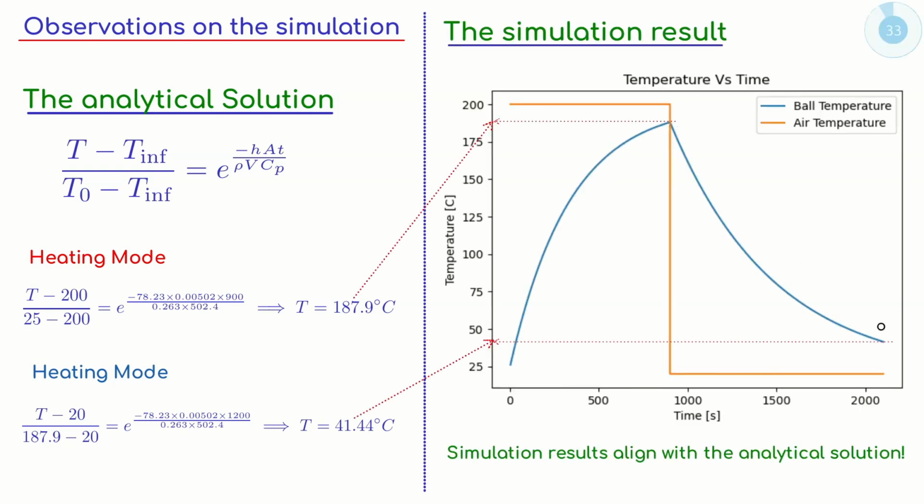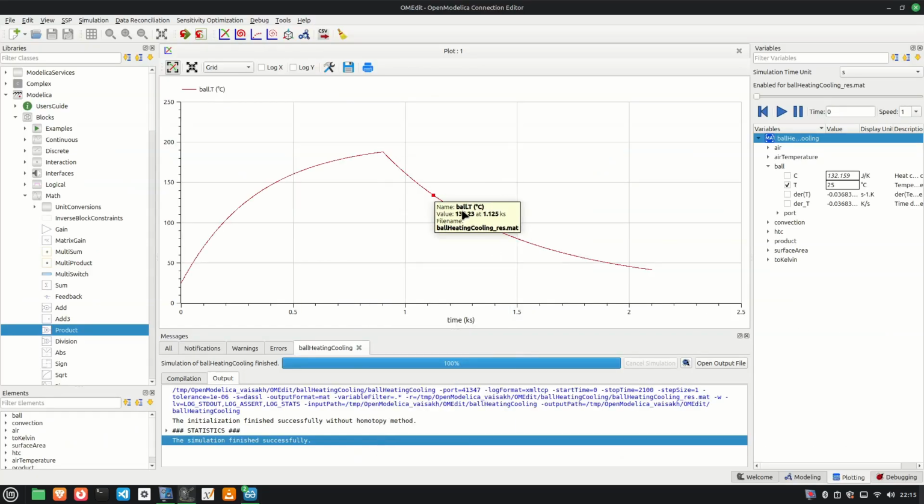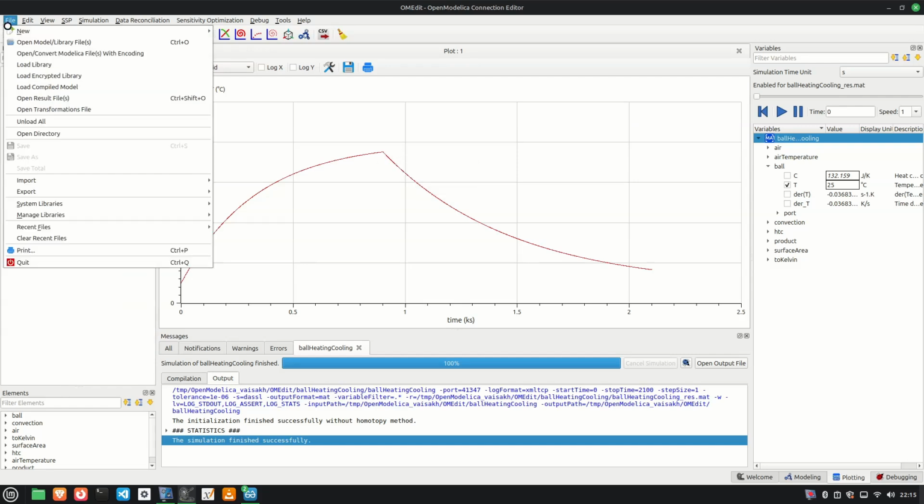This was the trend we were seeing. The maximum was attained at 900 seconds and the final at 2100. Switching back to Modelica, we are seeing the exact same trend, 44.1 and 187.7. But let's plot them together.